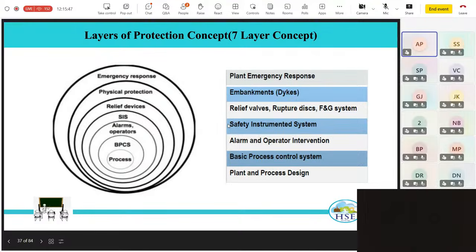Please understand the difference between a mitigating layer and a preventive layer. Safety instrumented systems are a preventive layer, relief systems are a mitigative layer.